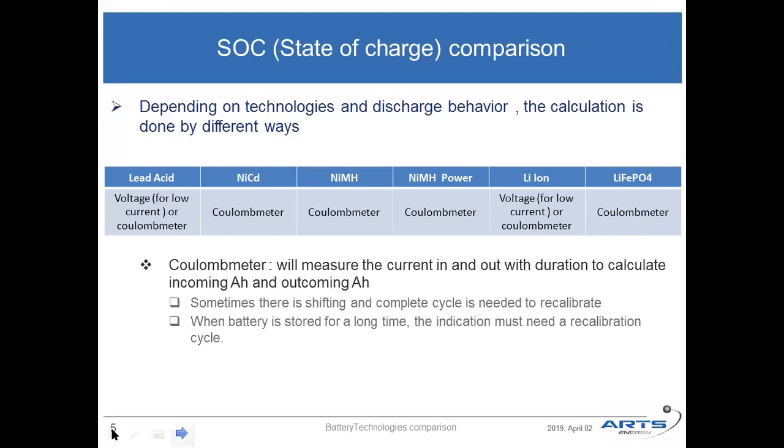A Coulomb meter can be used on a specific circuit board, but there are some drawbacks. Sometimes you have to recalibrate the value, so you have to make a full charge-discharge cycle to have it accurate. Especially when you have a very long storage, you have to recalibrate the battery pack just after the storage. So this is the main drawback, but this is something that you can plan, or you can enter it in your documentation for your users.